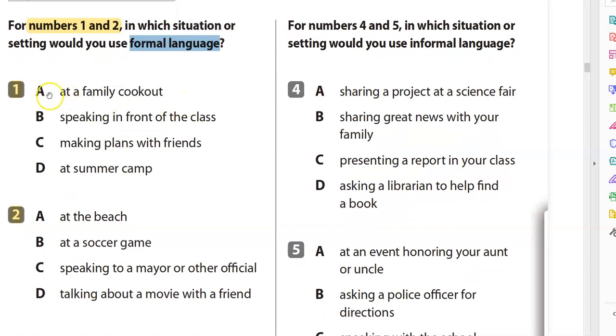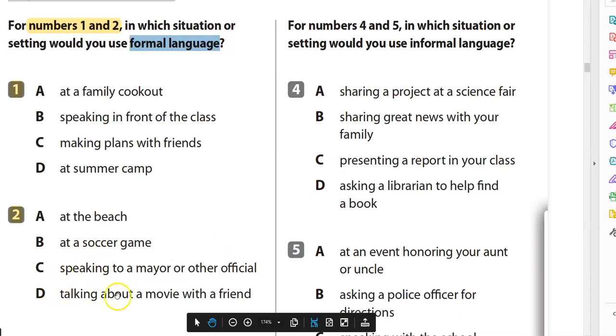So number 1 says, would you use formal language at A, a family cookout, B, speaking in front of the class, C, making plans with friends, or D, at summer camp? Number 2 says, would you use formal language at A, at the beach, B, at a soccer game, C, speaking to a mayor or other official, or D, talking about a movie with a friend?